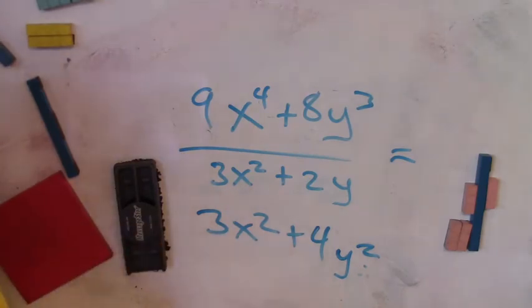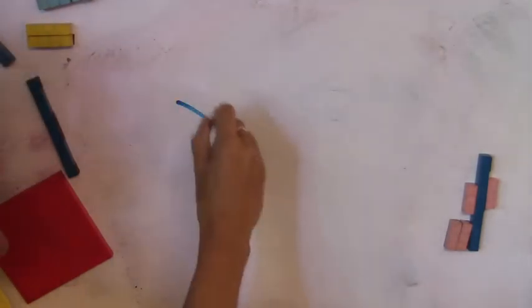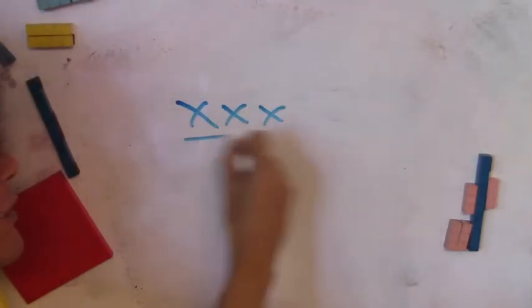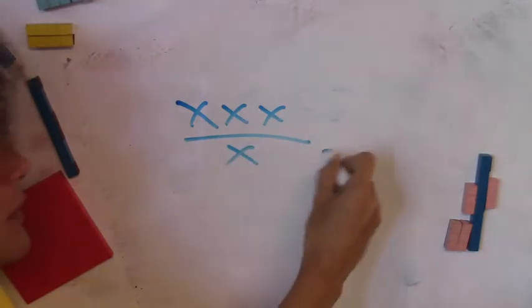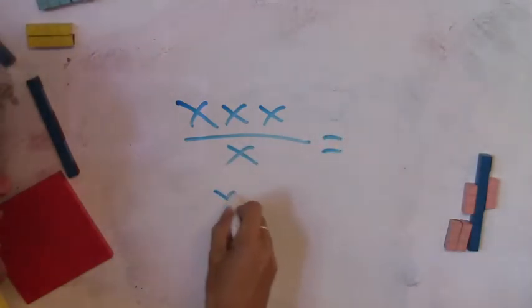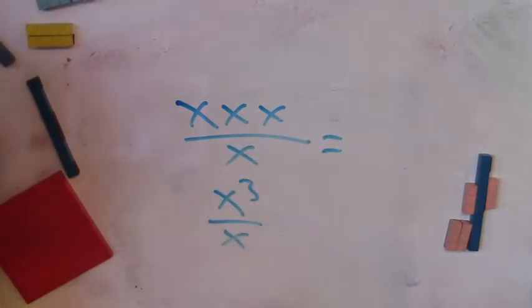Alright, so let's play some more find the 1's. Because like here, actually let's take a step backwards. If I have x times x times x over x, well, isn't that just the same thing as saying x to the third over x? Alright, do you see a 1 in there? Can you find a 1? Oh my god, you made it so much simpler.